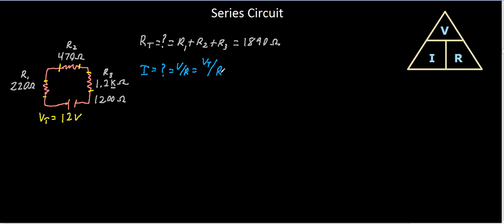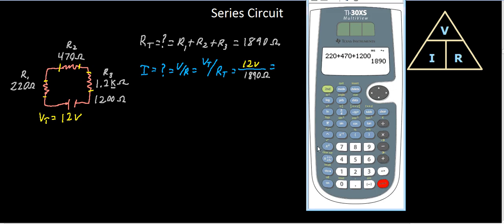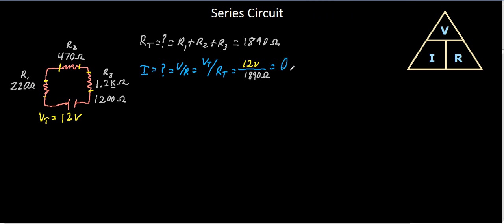And of course, we know both of these numbers. That's kind of the point here. What we put on top is 12 volts, and on the bottom, we'll put 1,890 ohms. We'll plug these into our handy-dandy calculator. So we'll say 12 divided by 1,890. And what do we get? We get 0.006349. Let's go ahead and round that to 0.0063 amps. Or we could rewrite it as 6.3 milliamps.